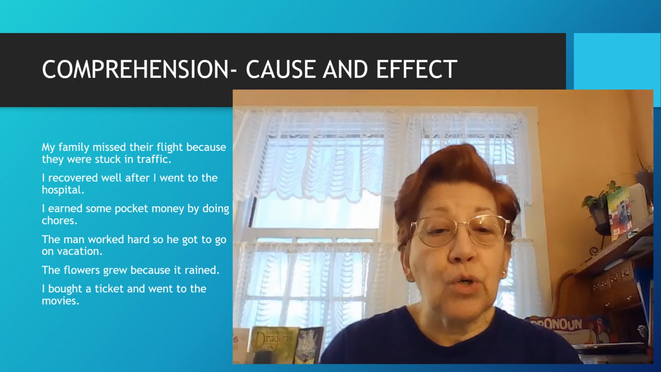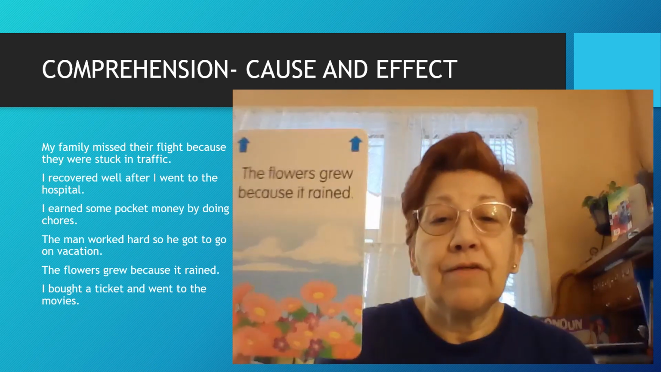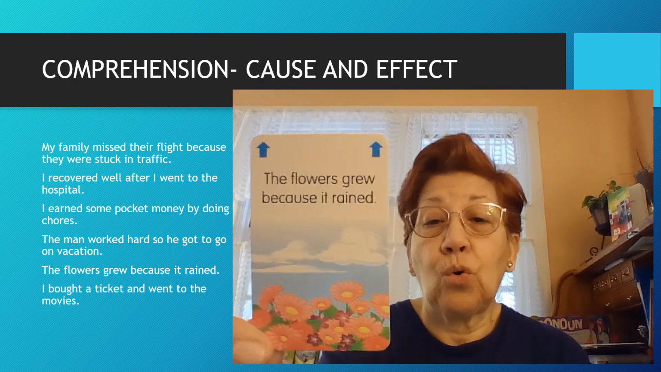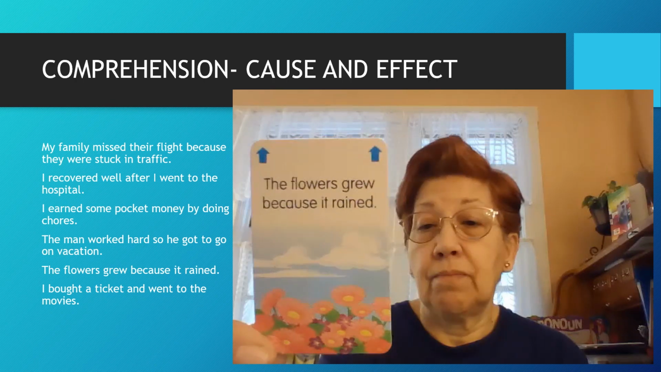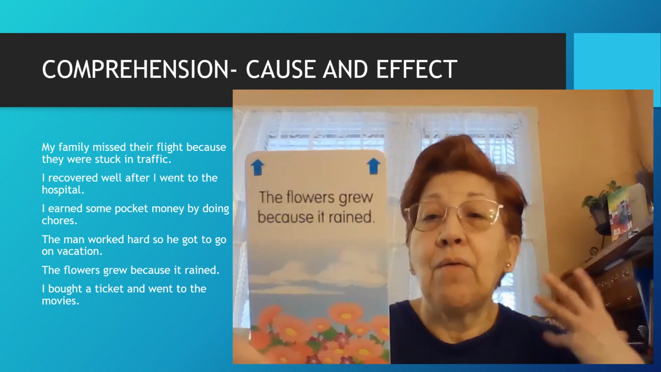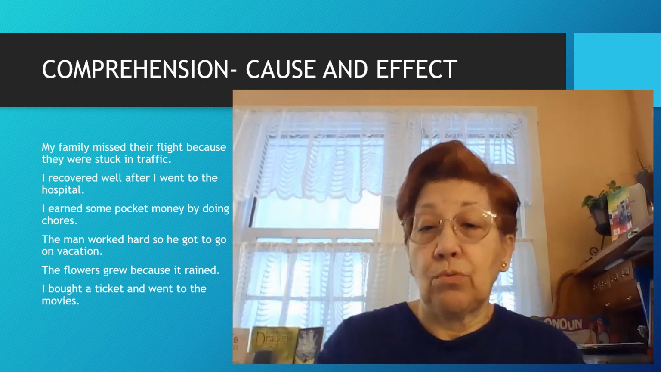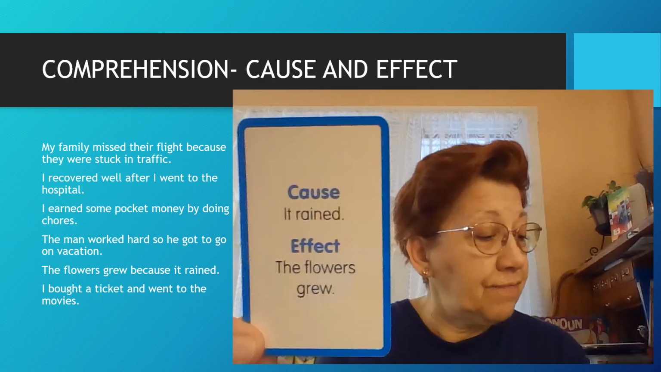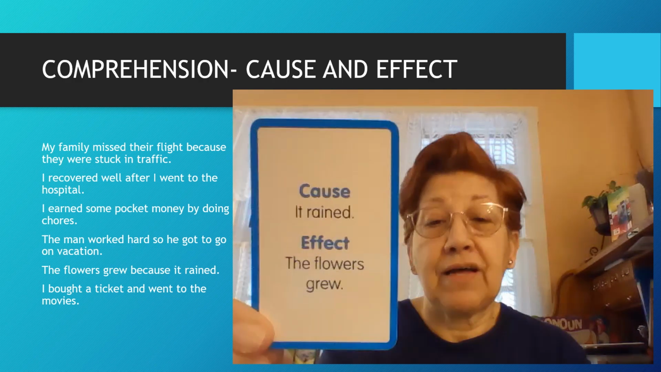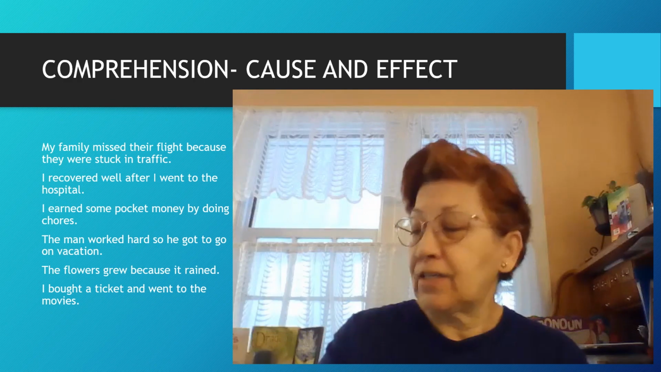The flowers grew because it rained, right? And the cause, okay, so because it rained, that's the cause. The outcome made the flowers grow, right? That's the effect. The cause is the rain, and the effect is that the flowers grew. Excellent.